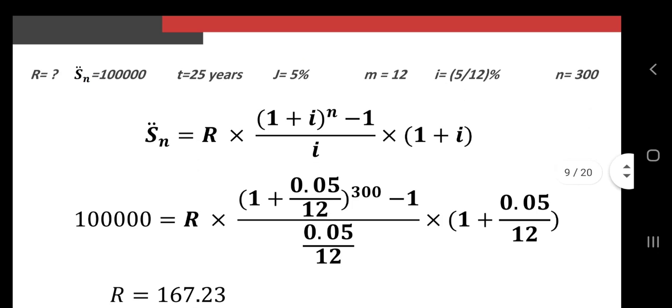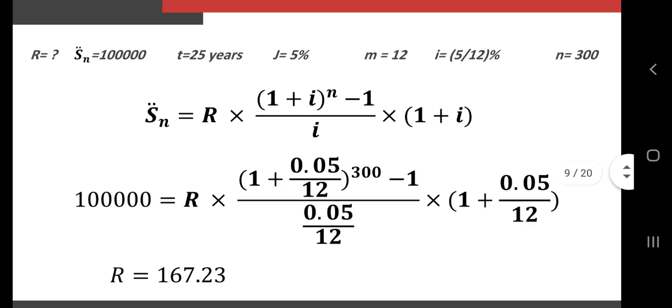Note that we will substitute for R unknown and S double dot N equal $100,000, and for 25 years N will be equal 300 because 25 times 12 equals 300. The nominal rate here is 5%, M equal 12, so I will be equal 5 over 12.